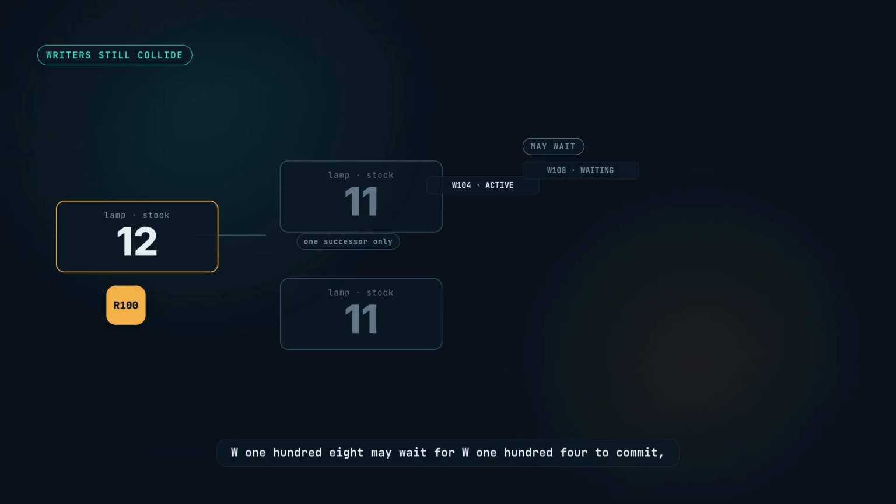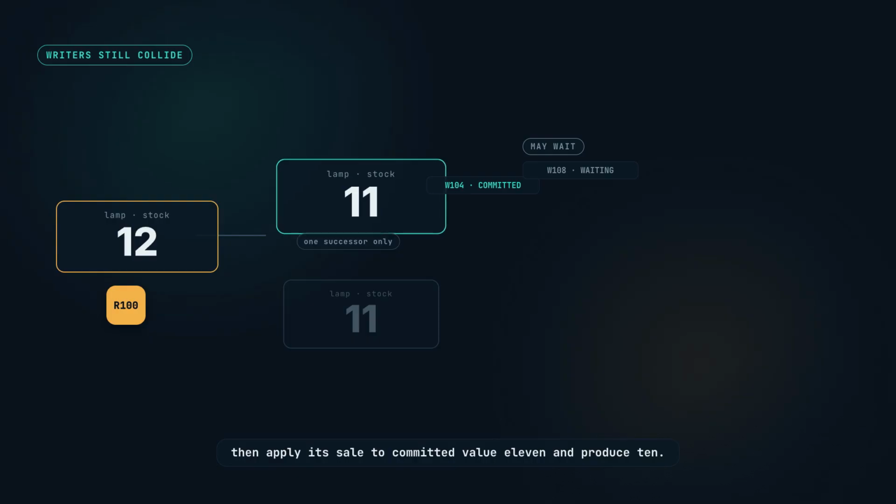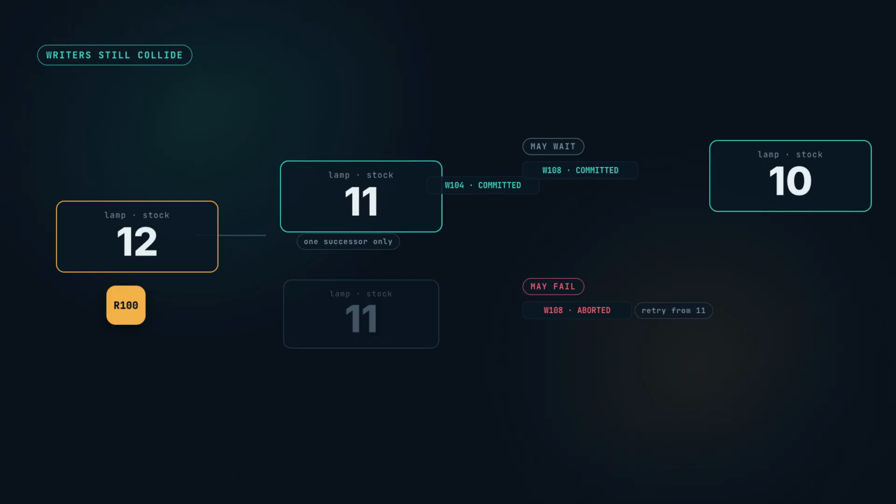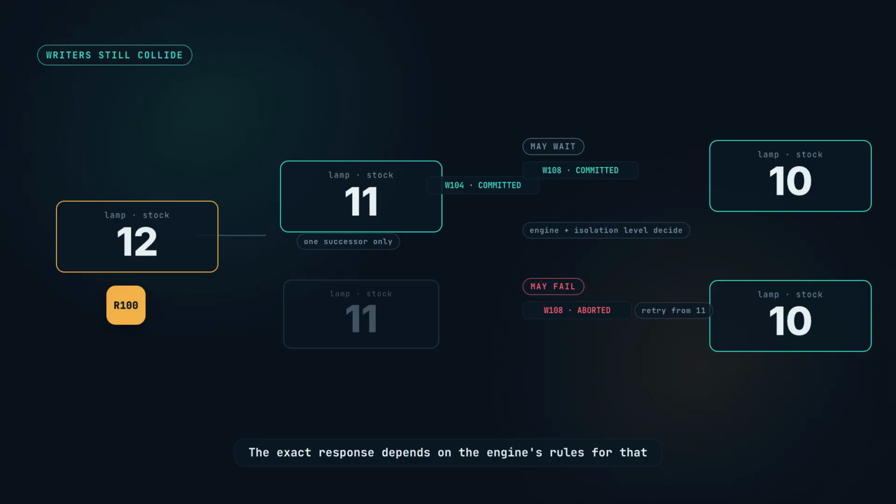W108 may wait for W104 to commit, then apply its sale to committed value 11 and produce 10. Or W108 may fail, forcing the application to retry from committed value 11. A successful retry also produces 10. The exact response depends on the engine's rules for the statement at the active isolation level. Writer conflicts still need locks or retries.